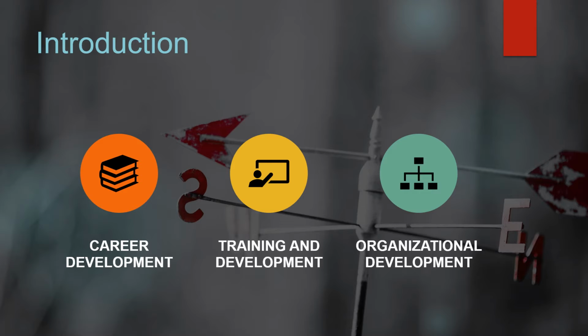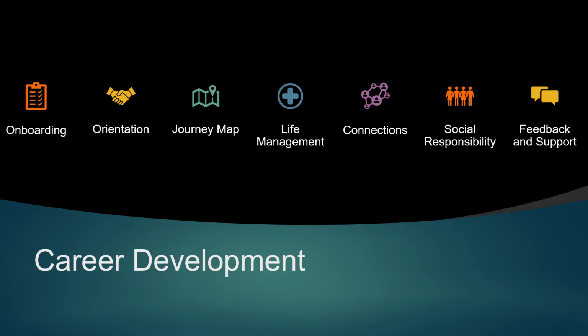So the introduction of my presentation involves the three tiers of human resource and workforce development. The first one is the career development process. The next is the training and development, and the third is the organizational development. And that is how I have got this sectioned up so that it hopefully is a little more collaborative in the way that it makes sense.